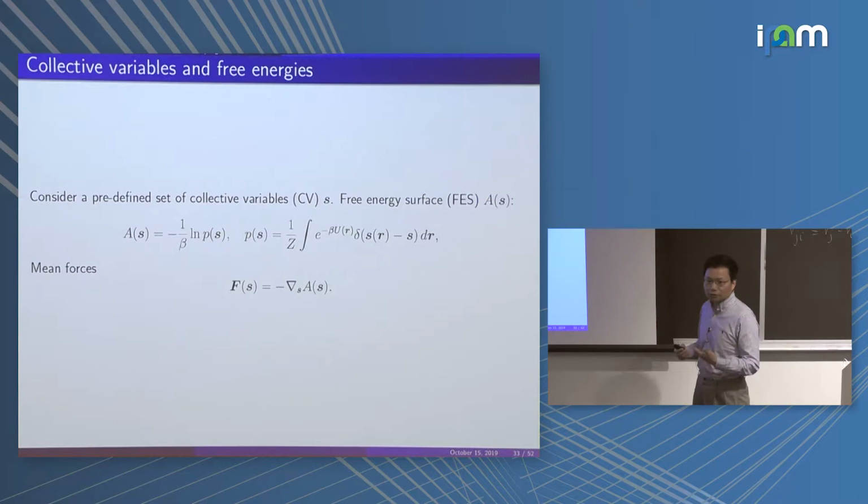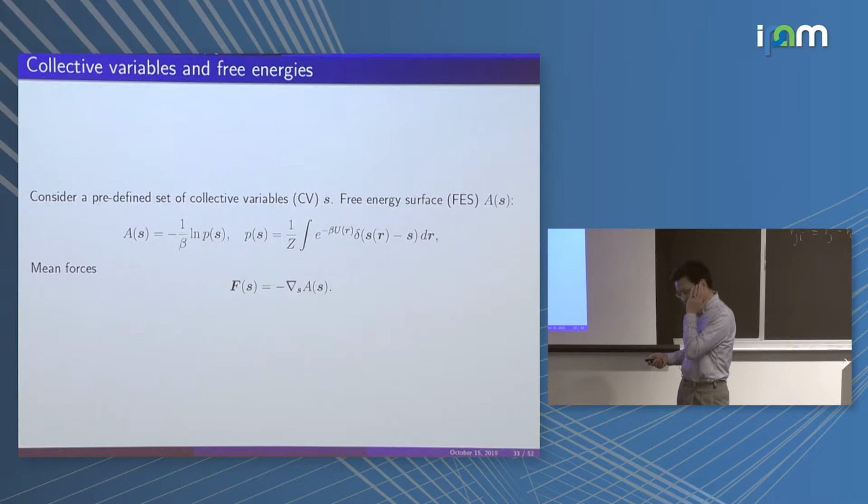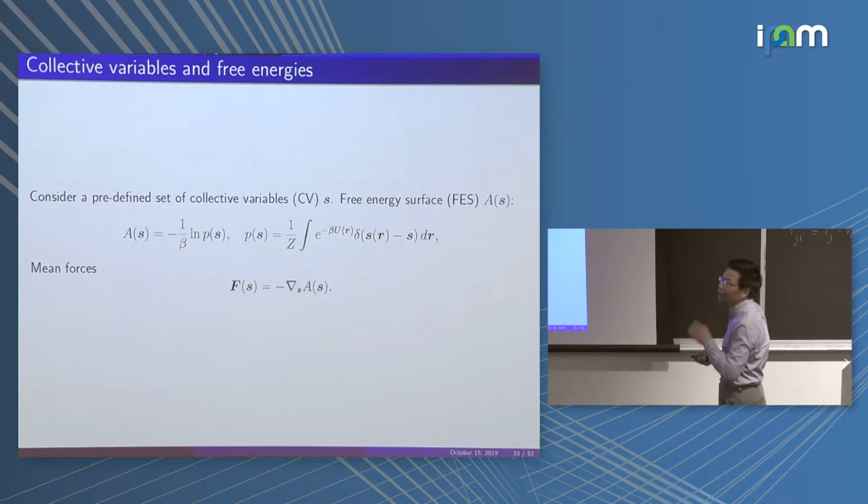So let's just look at the free energy. Free energy is that you've already predefined a set of collective variables. These are coarse-grained variables, for example, dihedral angles in a protein, or Steinhardt variables in a crystal. So these are collective variables, and you want to get the effective potential for that set of collective variables. And the effective potential is called the free energy. The free energy is defined in the following way: you are integrating over all the microscopic variables that have been coarse-grained. Essentially, that's the idea. And then you have the mean force.